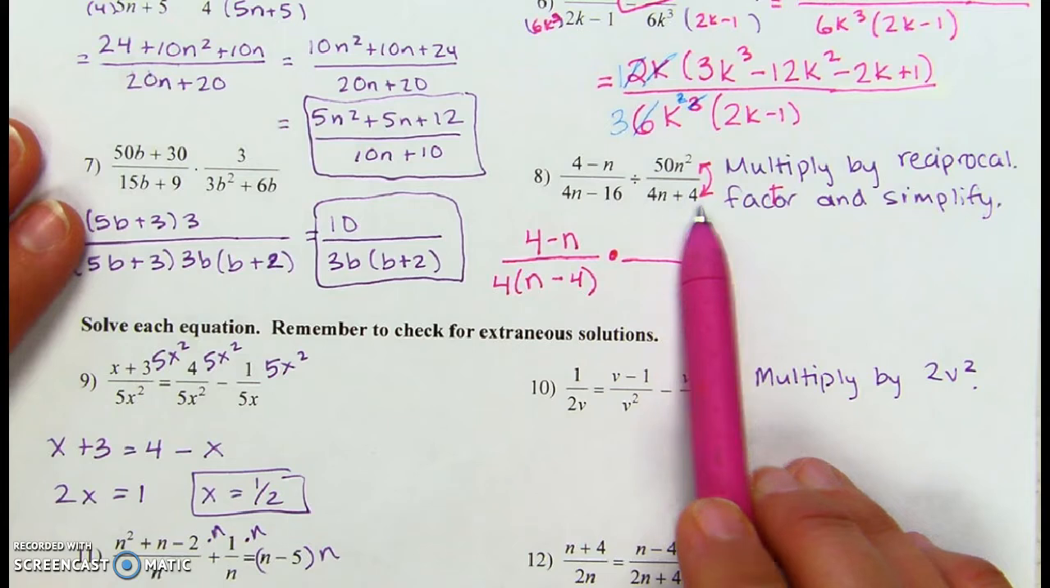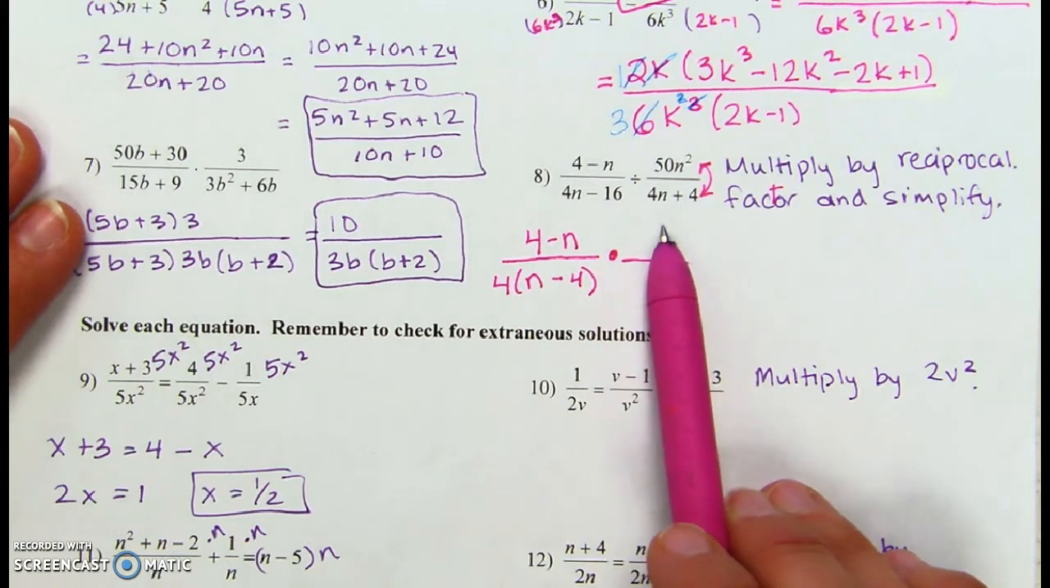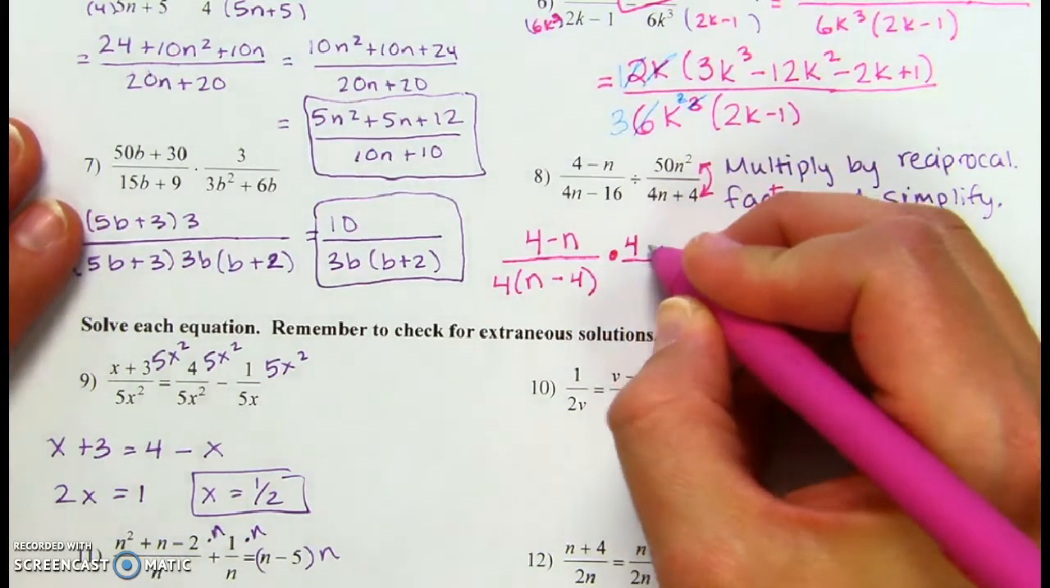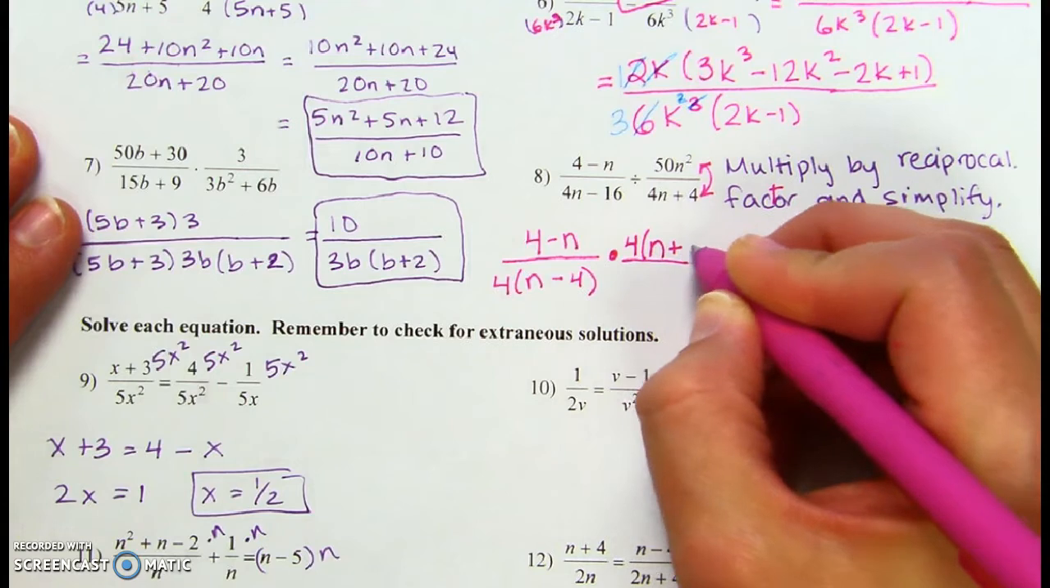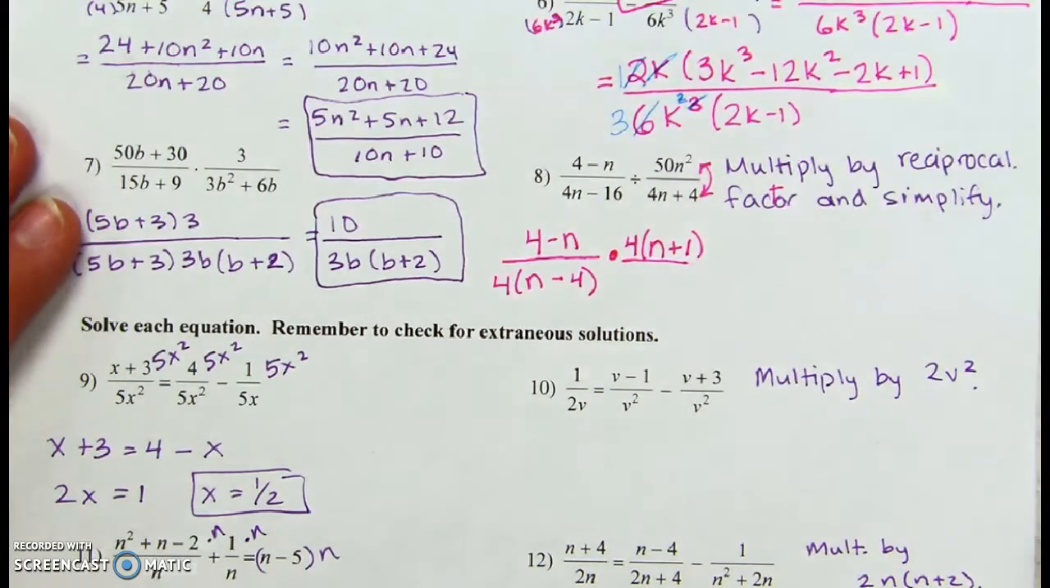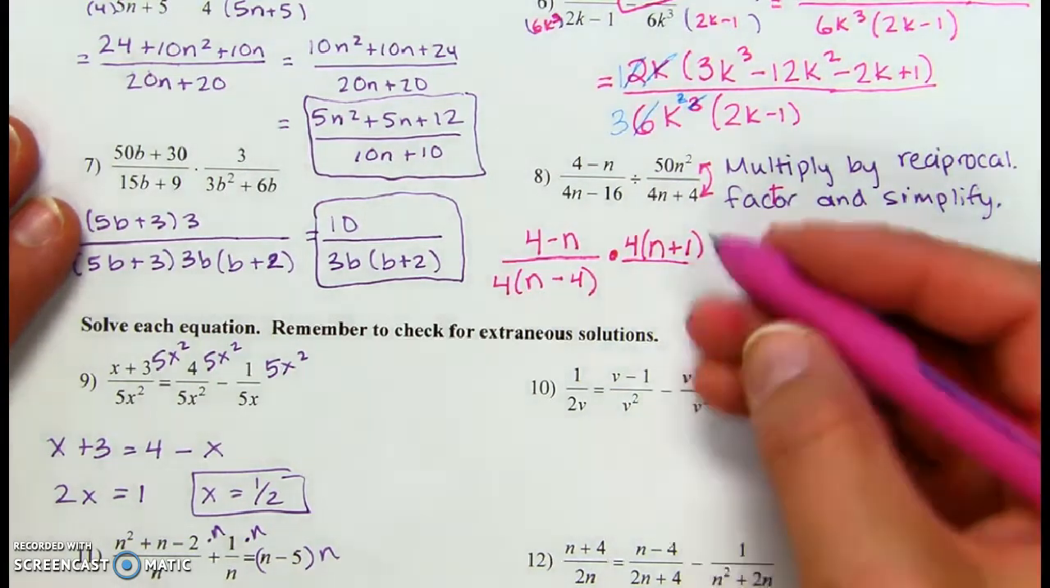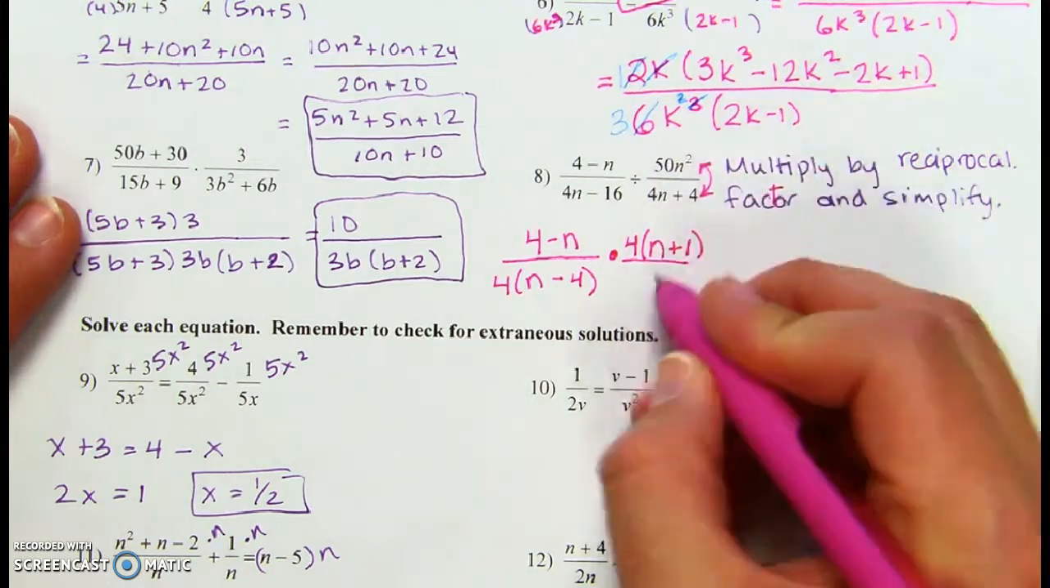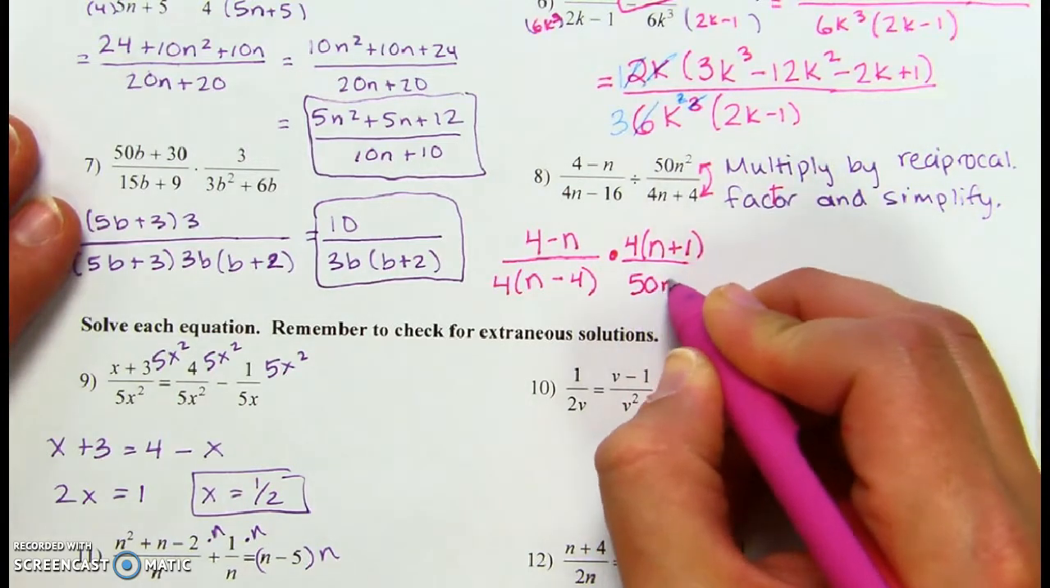4n plus 4. What's the common factor there? 4. We're going to factor that out. And we have n plus 1. Do you see where I put it? I put it in the numerator. Now, 50n squared, there's nothing to factor there. It's just 50n squared.